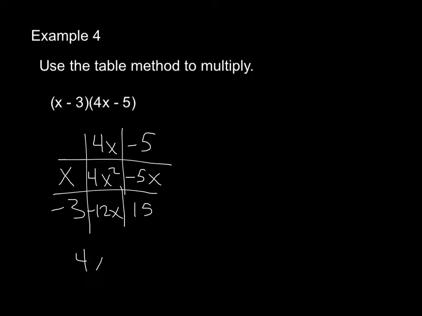So I've got a 4x squared. Looking at my two like terms here on the diagonal, the negative 12x and the negative 5x, gives me negative 17x and a positive 15.